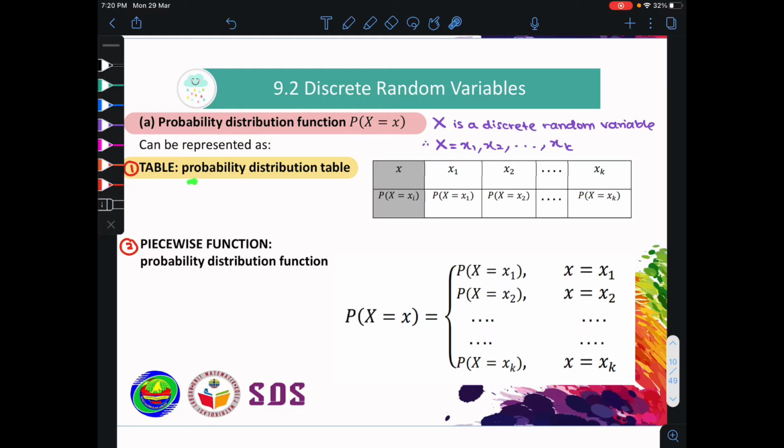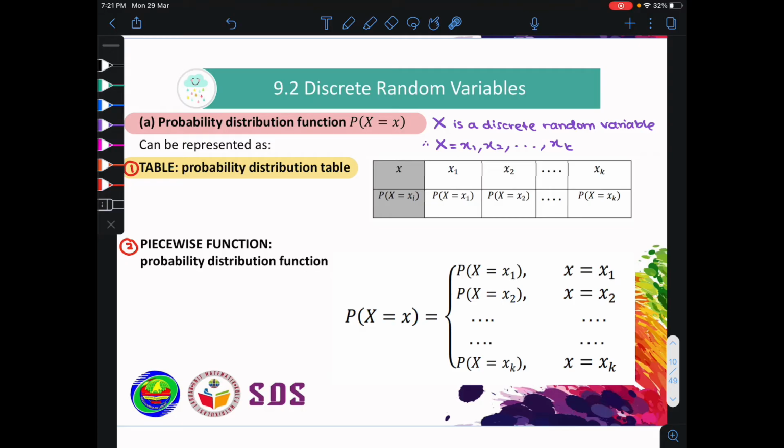Hence, for the probability distribution table, we're gonna have two rows. The first row is where you list down all your values for your random variable X. And in the second row here, we're gonna put all the corresponding probabilities for each x. That's why, if we have x1, the probability is P(X = x1), and so on.